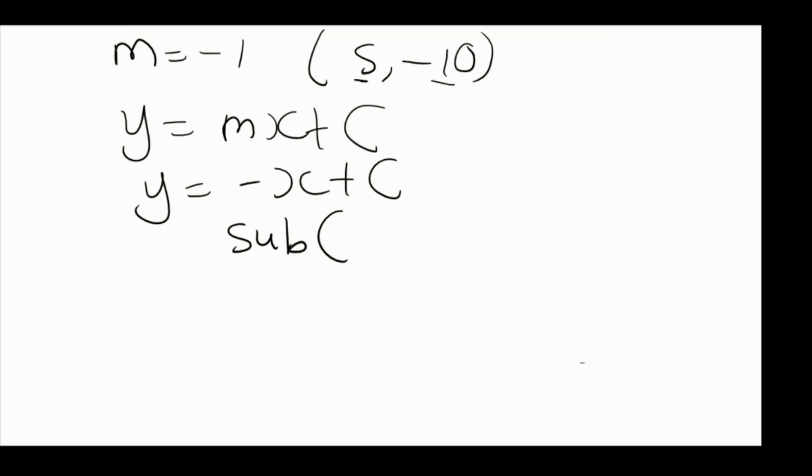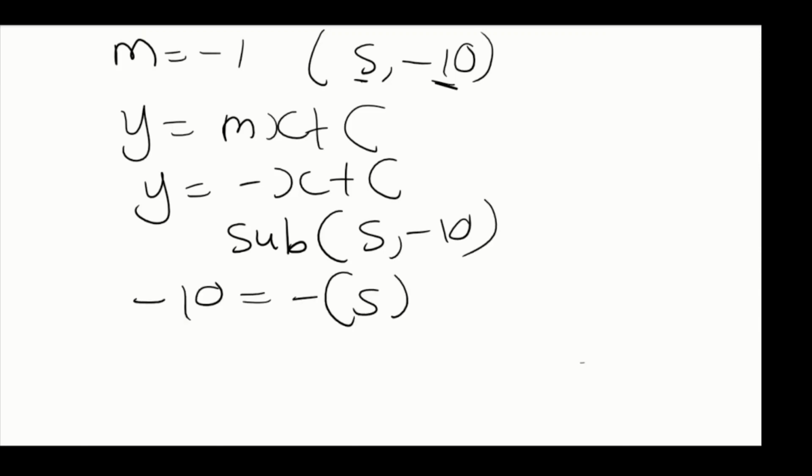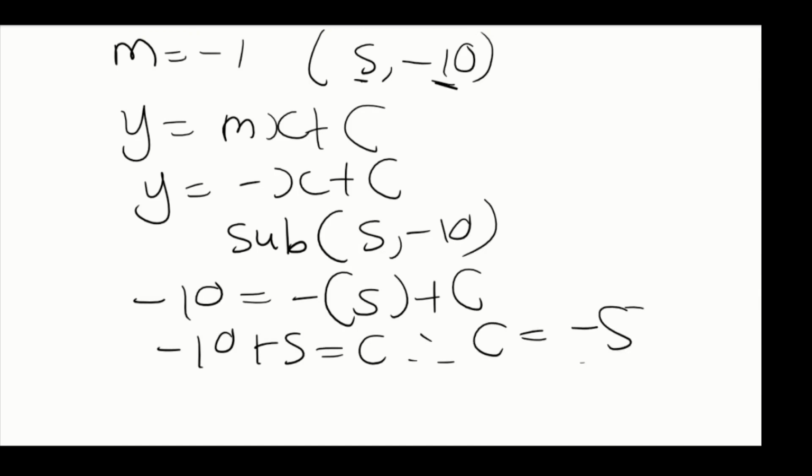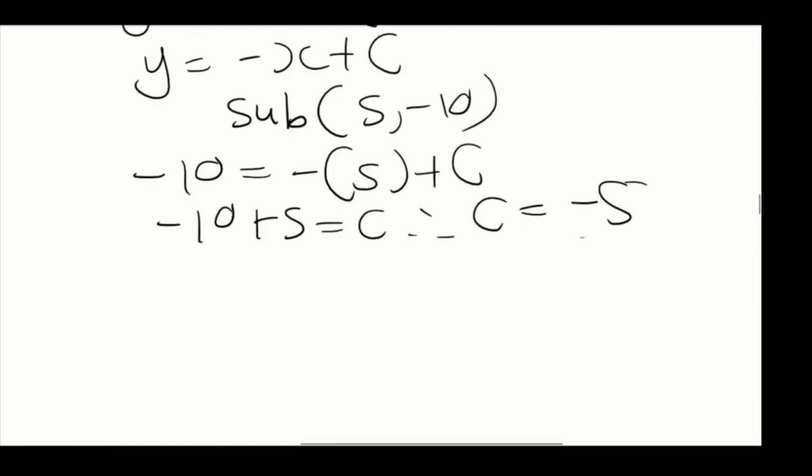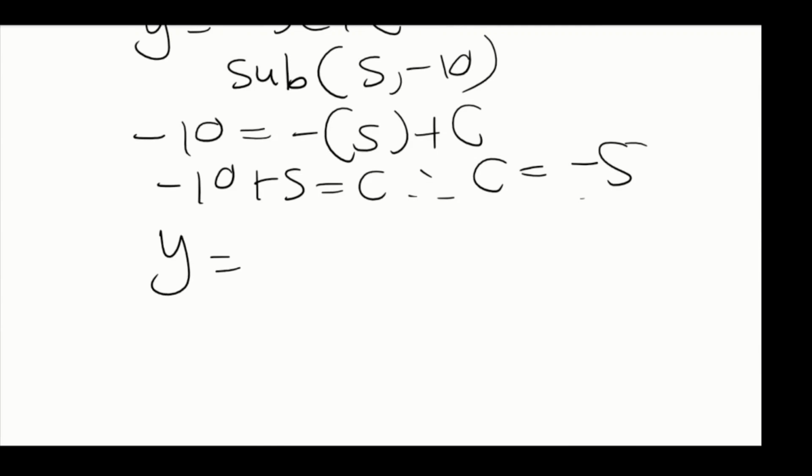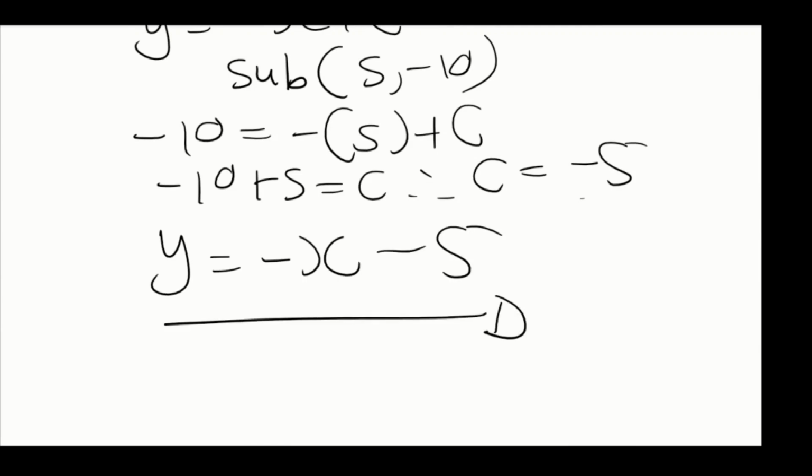So this is the vertical asymptote, this is the horizontal asymptote, so (5, -10), and then -10 is equal to -1 times 5 plus c. Transpose the -5 to the other side. We have -10 plus 5 is equal to c. So therefore our c is equal to -5. To complete our equation, we say y is equal to -x - 5. So this is the equation of the decreasing axis of symmetry of the hyperbola.